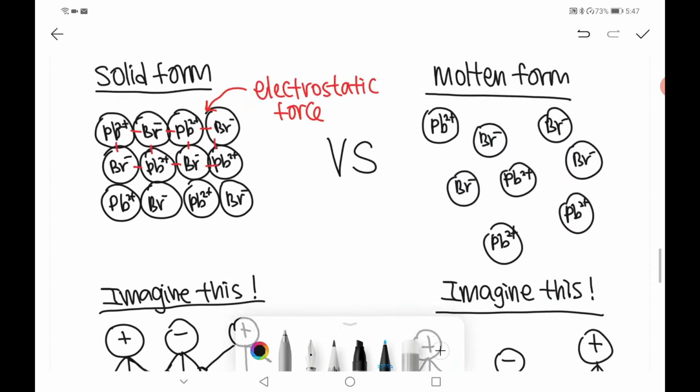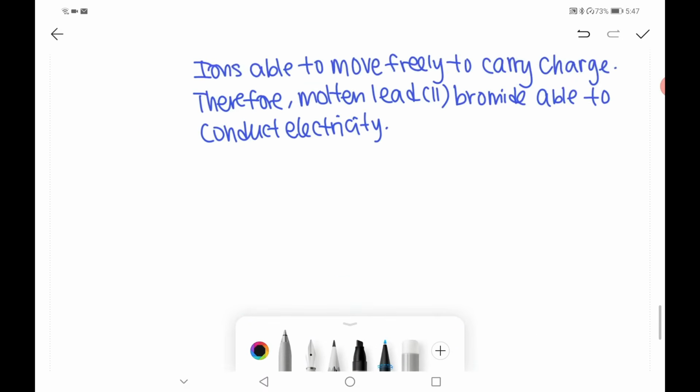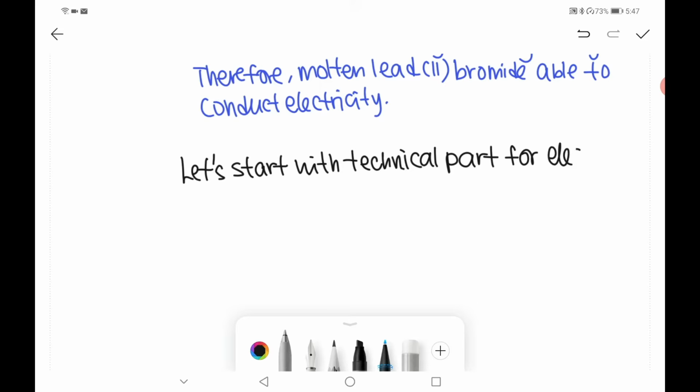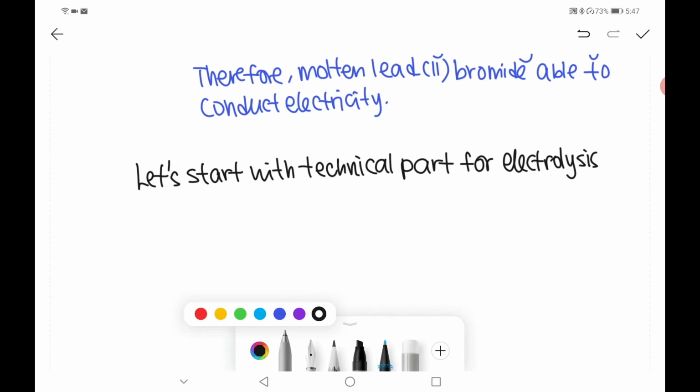So now we already covered the theory for the molten. So let's go for the technical part. Now we will do the technical part for electrolysis. I'll show you what is the technical knowledge that you need to know for electrolysis. This part I will go very slow to make sure that you can fully understand, because if you don't get the idea, it can be very confusing.